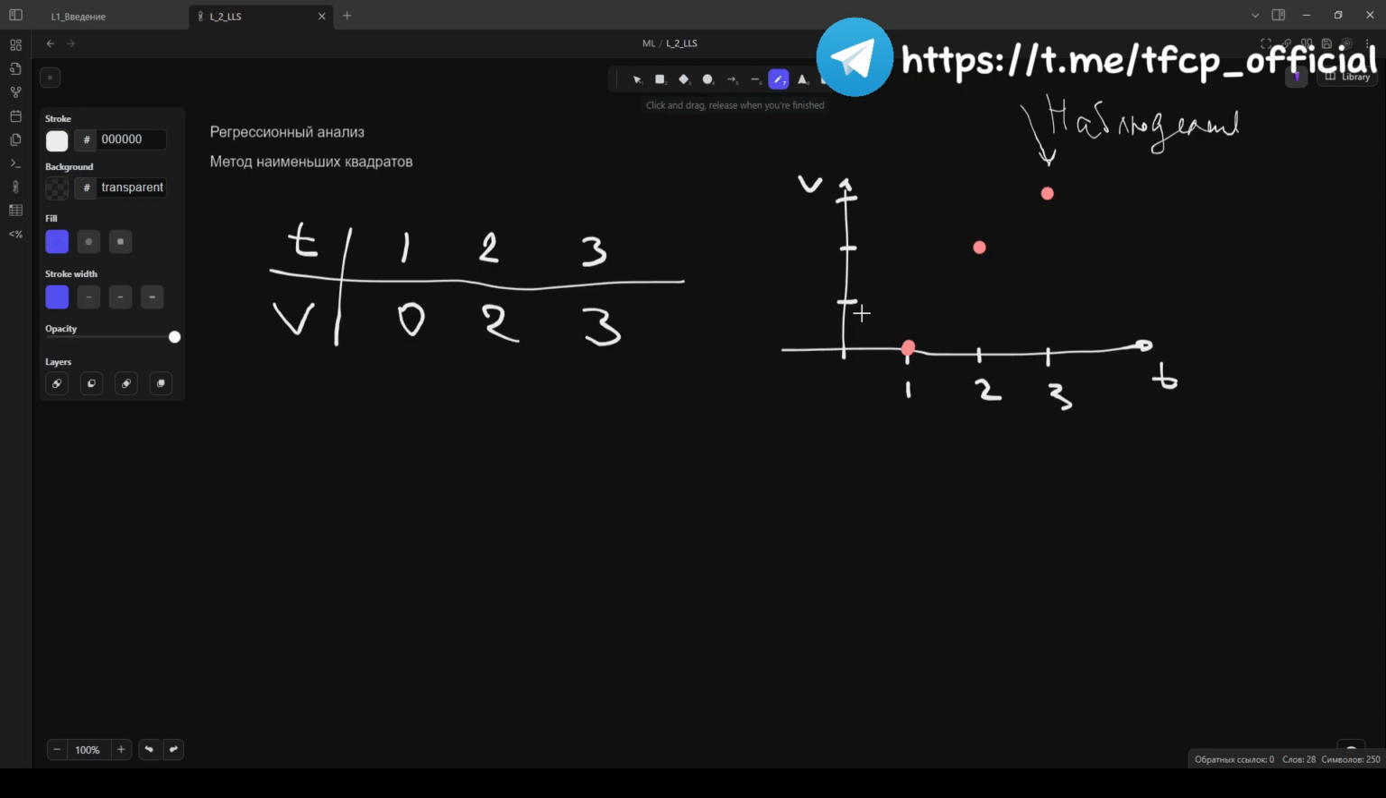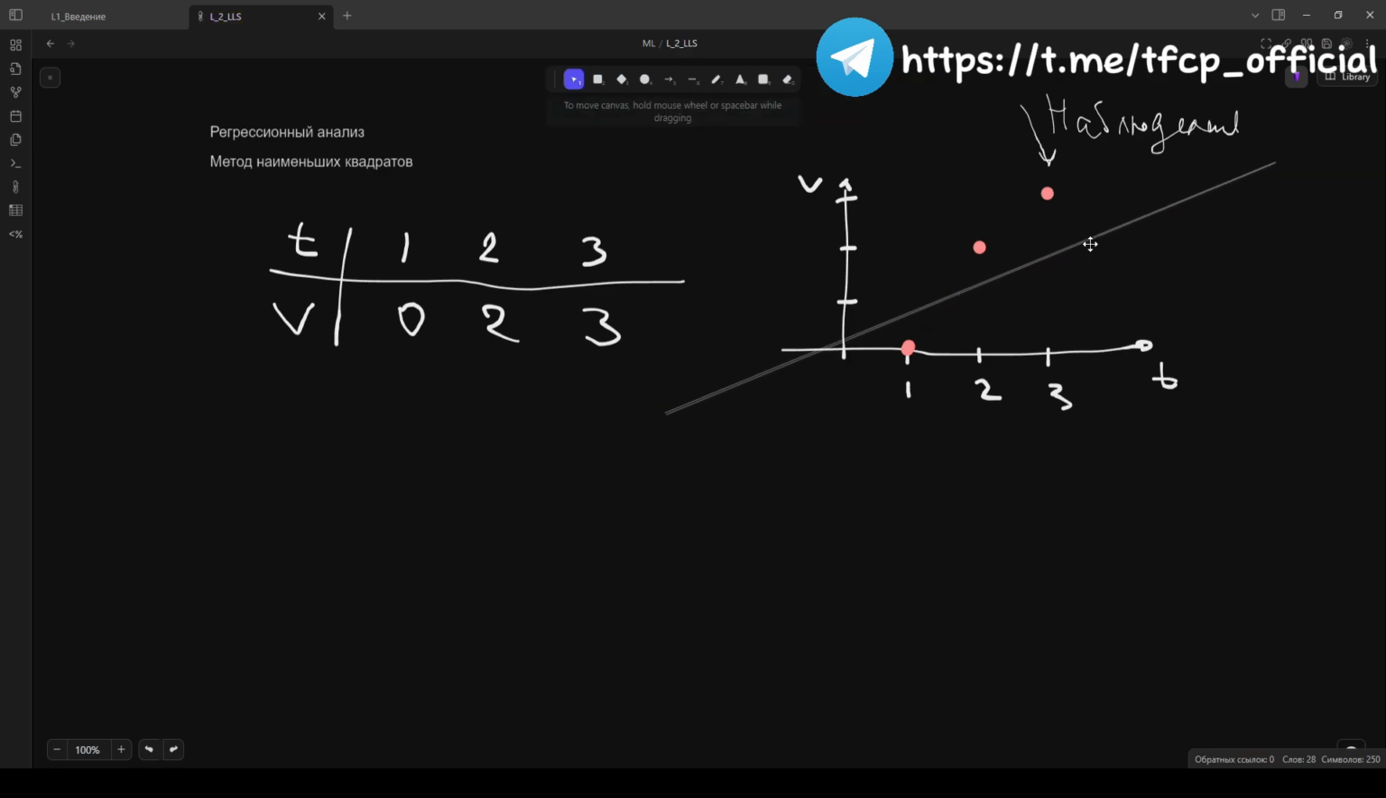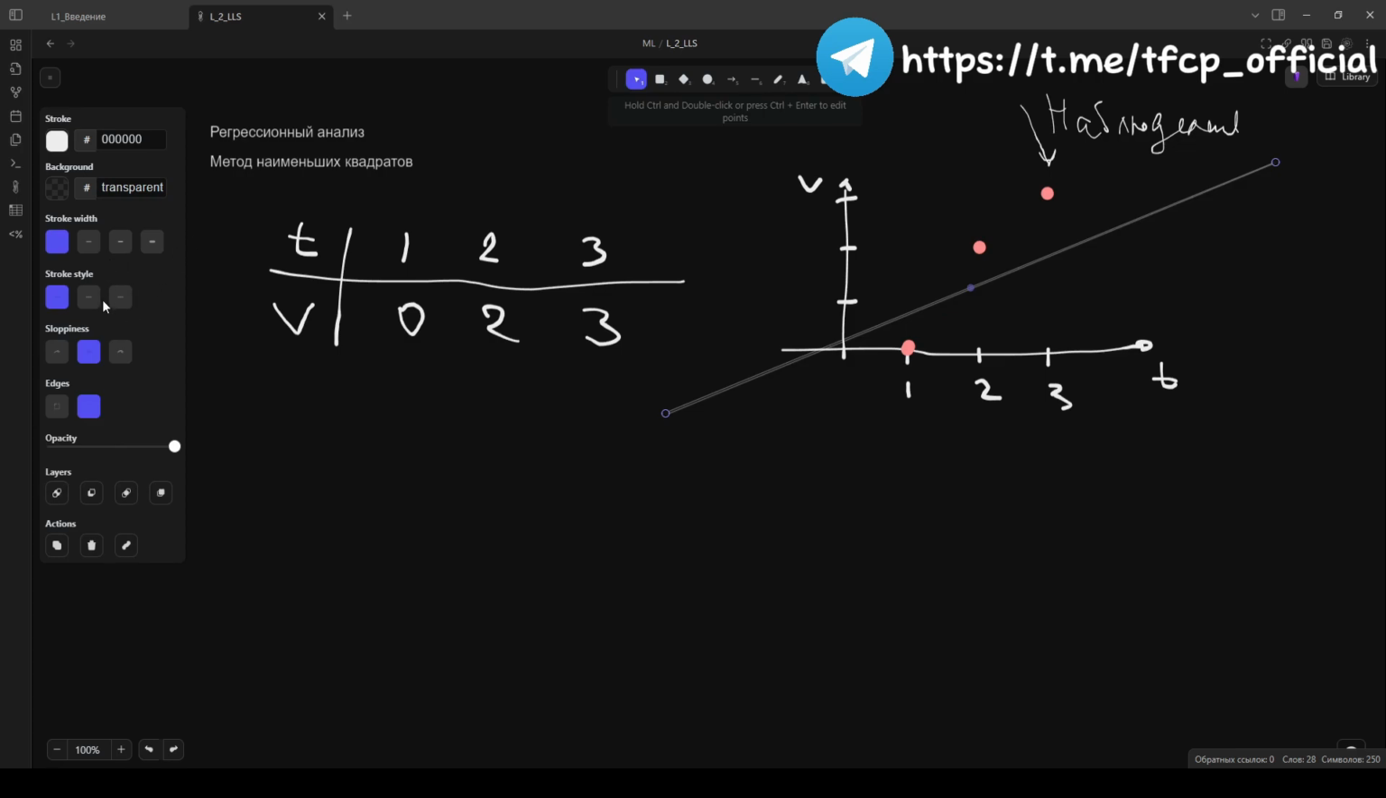We are currently solving a linear regression problem. What does linear regression mean? It essentially means we need to approximate these points with a line, because the regression is linear. In other words, our task is to find a line that comes as close as possible to these 3 points, that minimizes the distance to each of them.